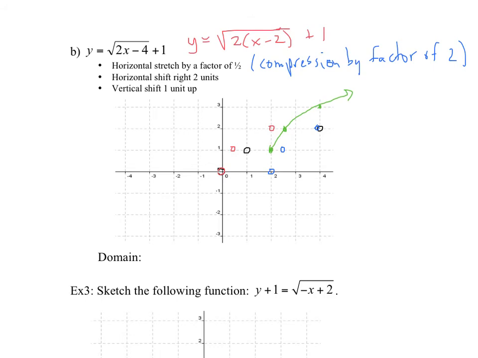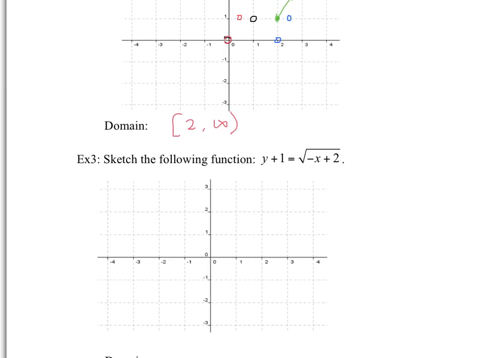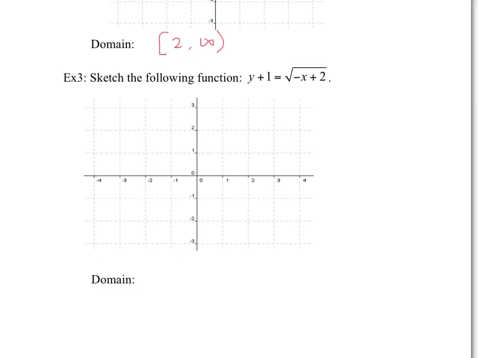And the domain, just looking at the graph, you can tell that it's from 2 to infinity, not included. All right. Next one, sketch the following function.